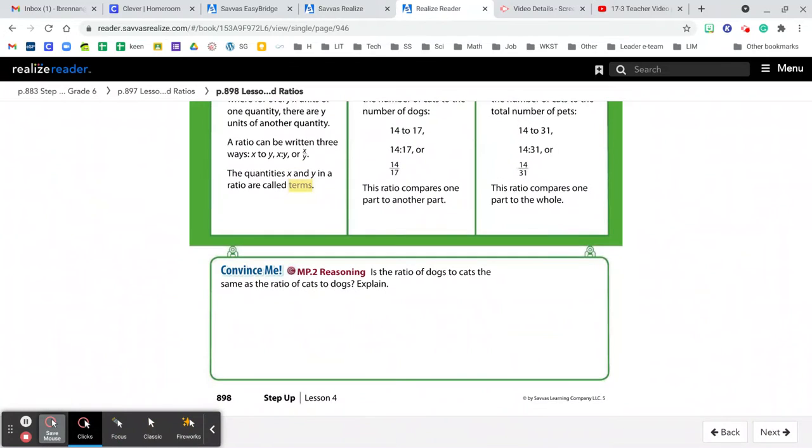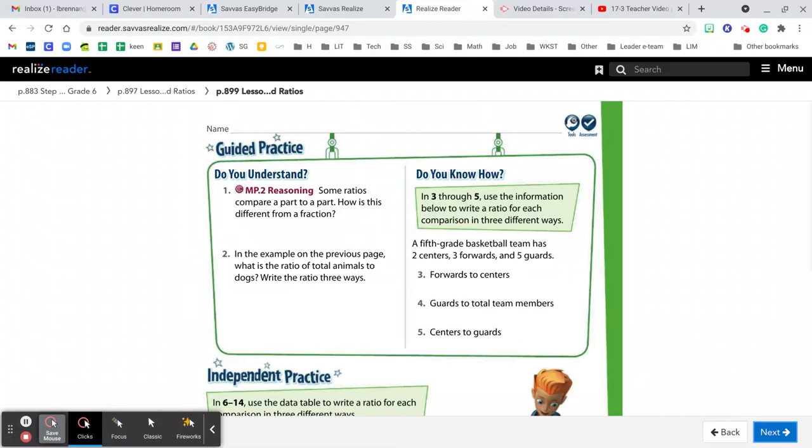And is the ratio of dogs to cats the same as the ratio of cats to dogs? So no. When comparing dogs to cats, the number of dogs is the first term. The number of cats is the second term. So they're written differently. So make sure you're putting them in the order that you want them written in. The fraction would be different.